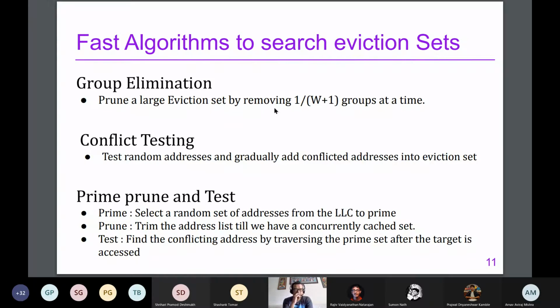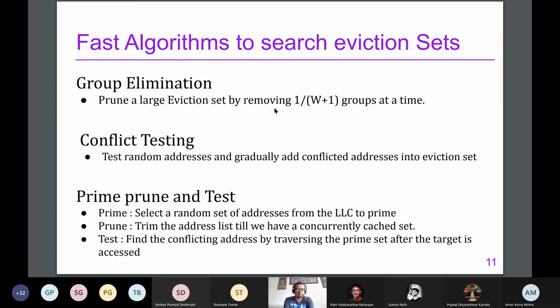Next slide, please. There are certain fast algorithms which were introduced for the search of the eviction set. First one was the group elimination algorithm, which used a very large set of random addresses. It used to divide them into W+1 groups, then sequentially search for the group which is not responsible for the eviction set and remove it, and repeat the cycle till it gets the minimal group size W.